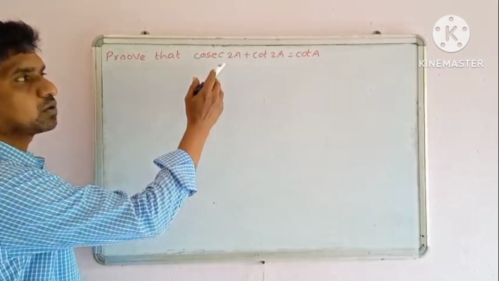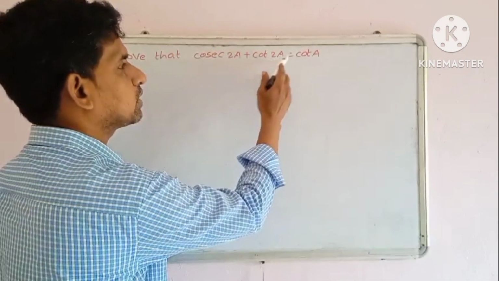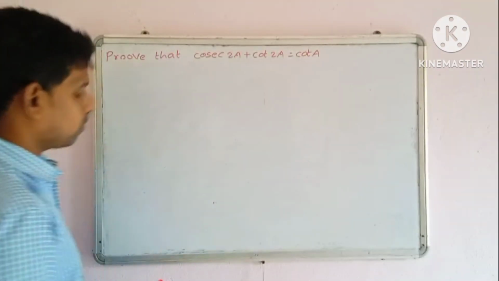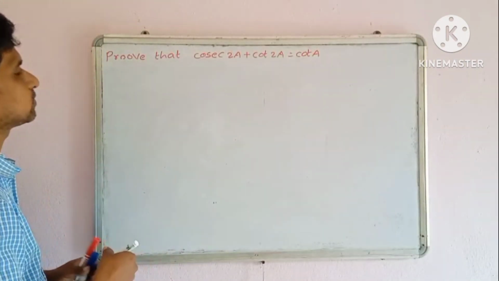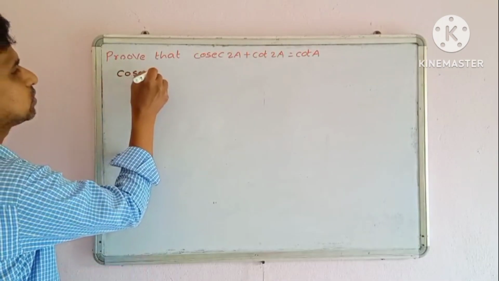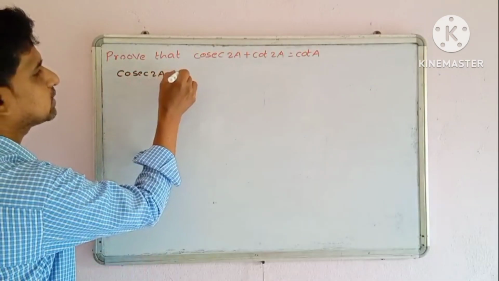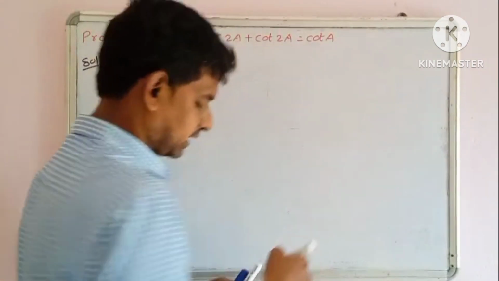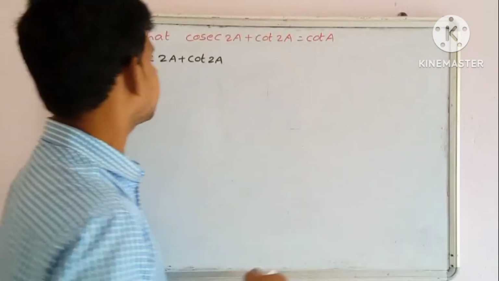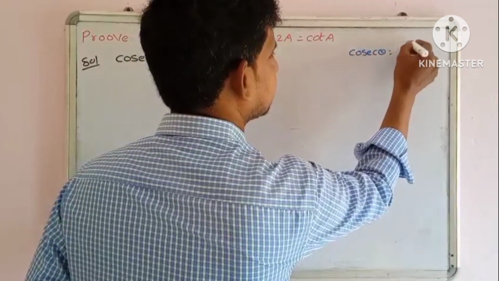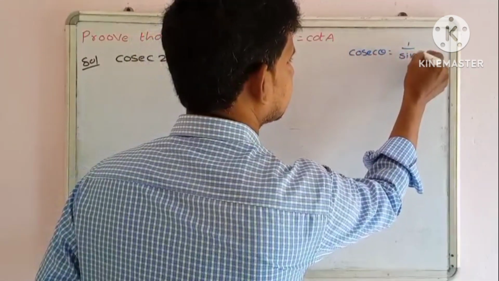Prove that cosecant 2a plus cot 2a equals cot a. What is the LHS part? Cosecant 2a plus cot 2a. So cosecant theta. What is the cosecant theta formula? Cosecant theta means 1 by sin theta.